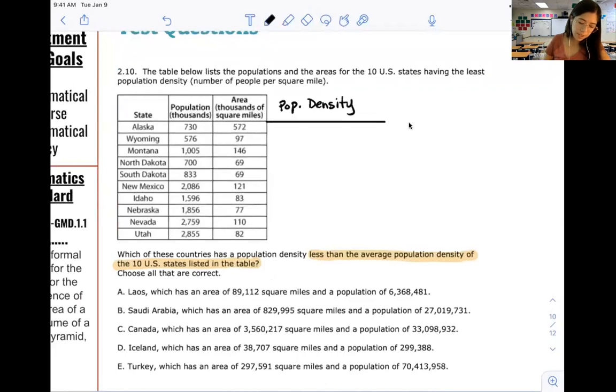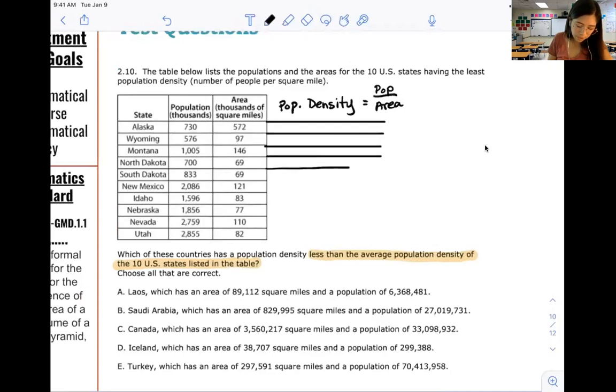Now, population density is something that you should have already remembered, which is just going to be the population over the area. So we're just going through and we're dividing. 730 divided by 572, you get an answer. 576 divided by 97, you get an answer, and so on. So let's split up the work.